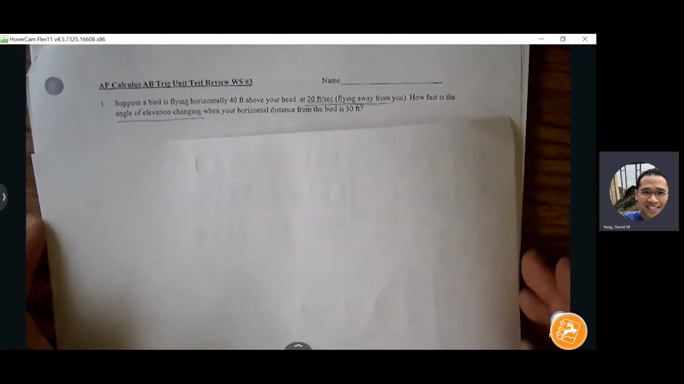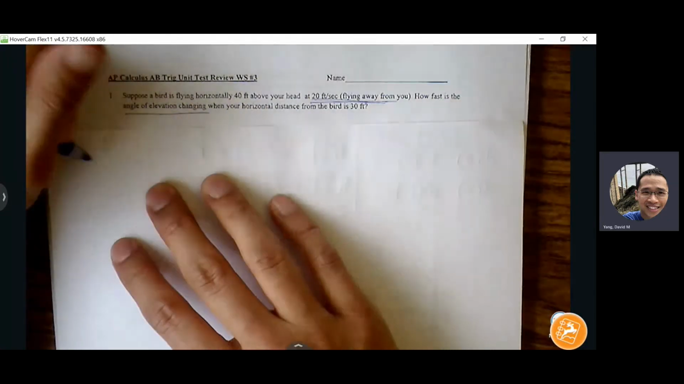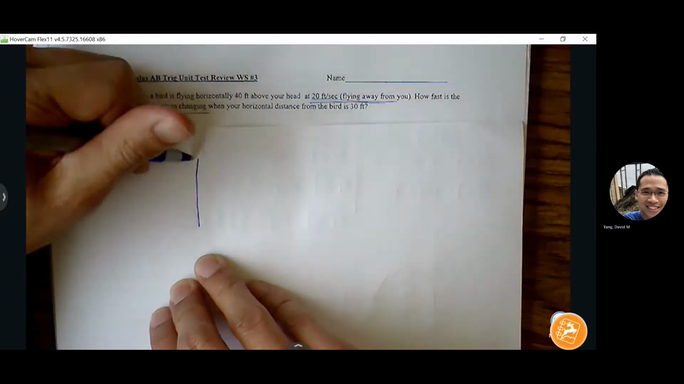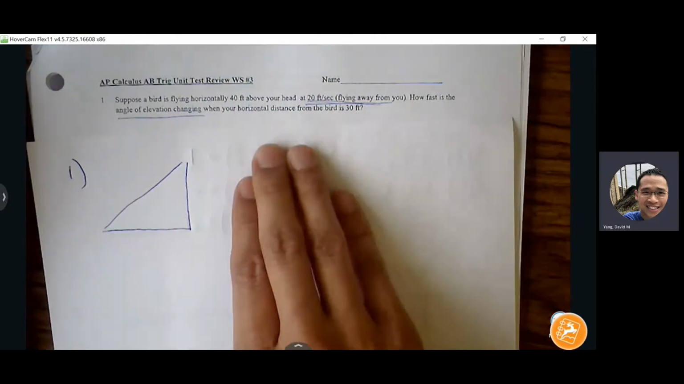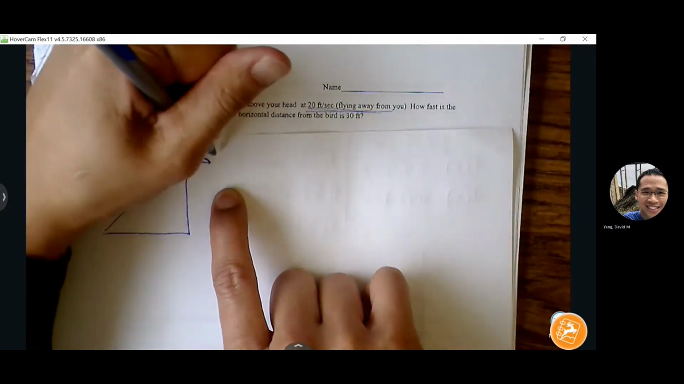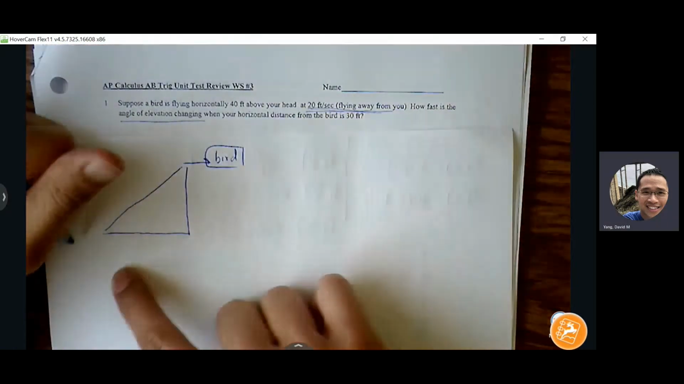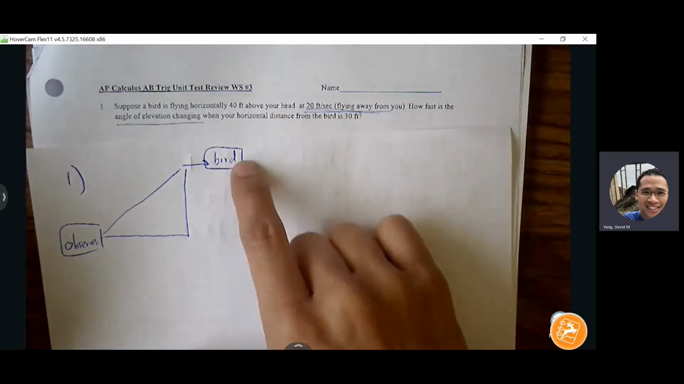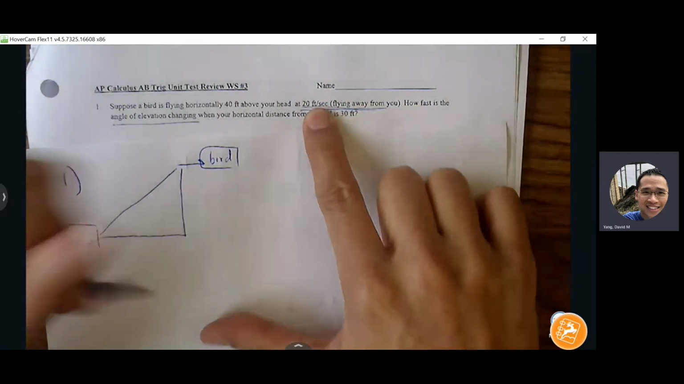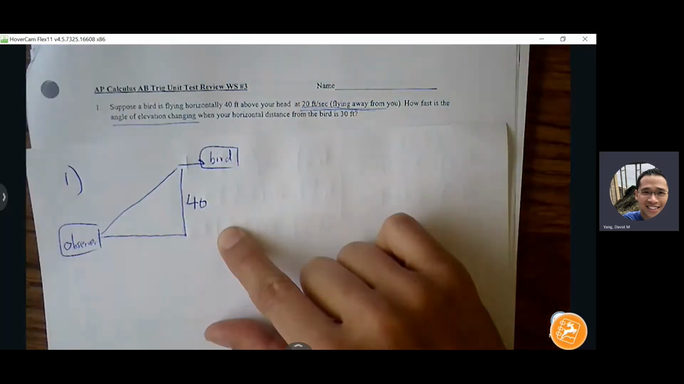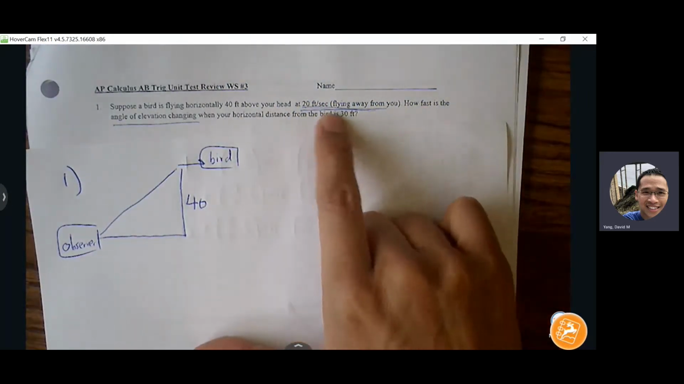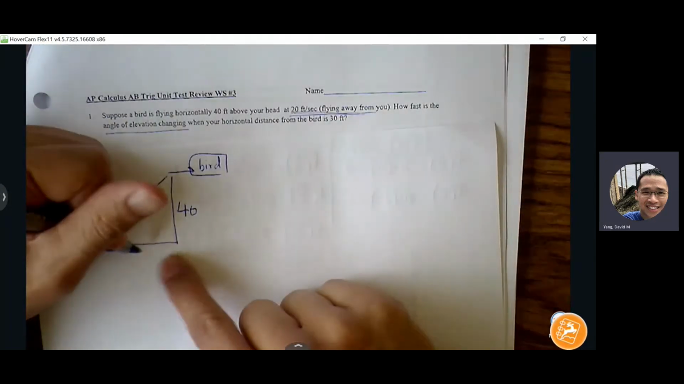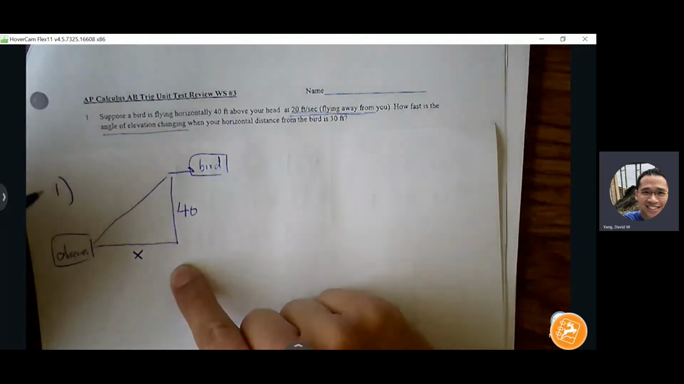Okay, suppose a bird is flying horizontally 40 feet above your head. Okay, so the bird is flying horizontally here. Observer down here. So that bird is going to hold that altitude of 40 feet. So we know that that vertical height is not going to change, so we can put a constant there. But the bird is flying horizontally away from you, so you know that this horizontal distance is changing. So we'll put an x there.